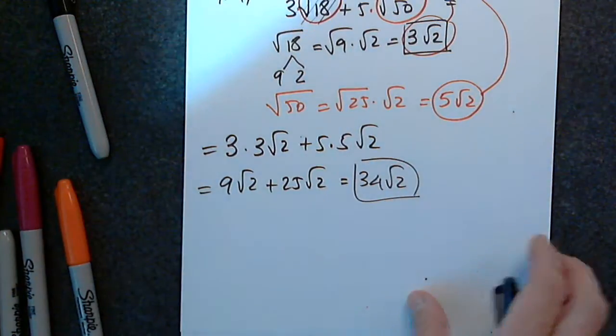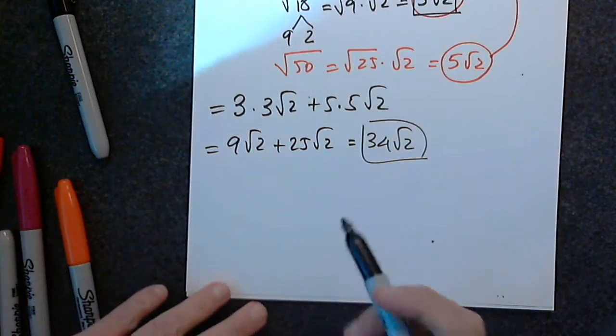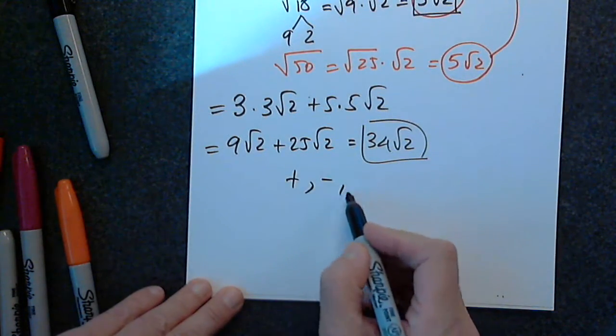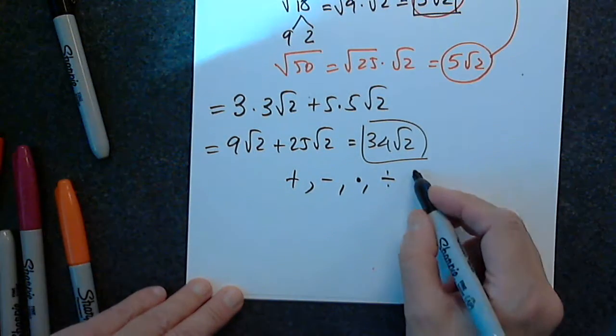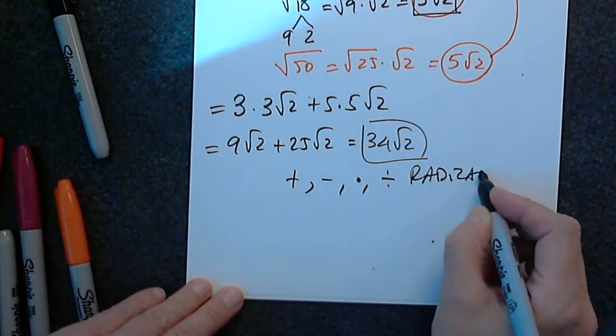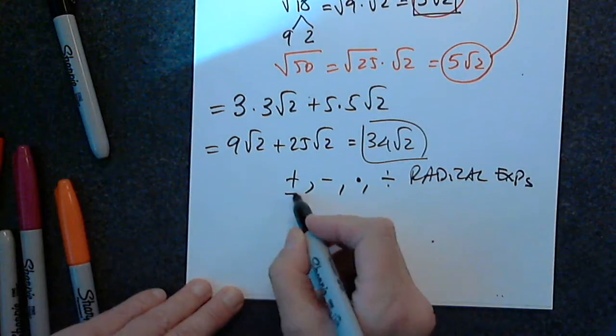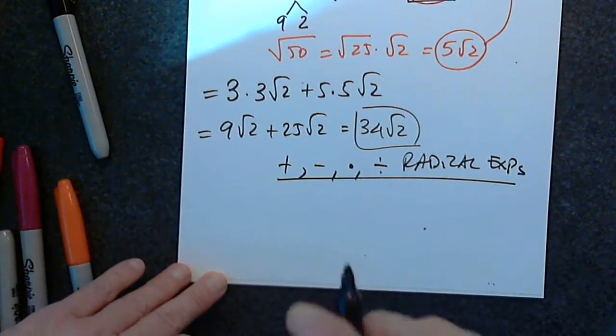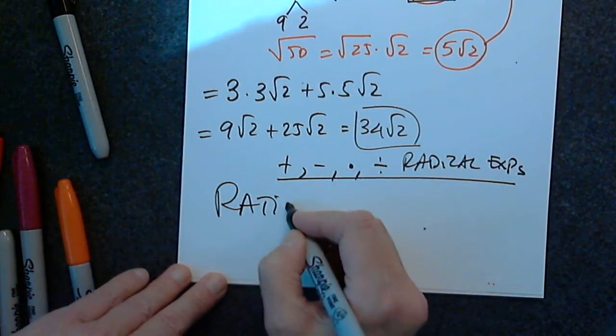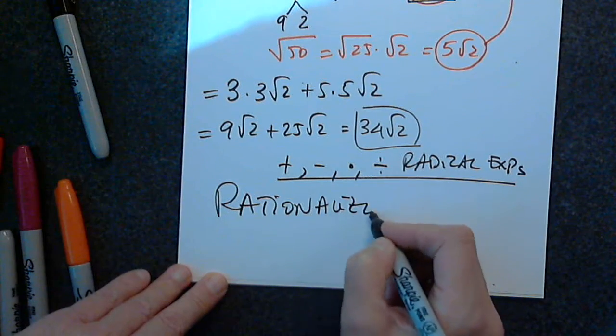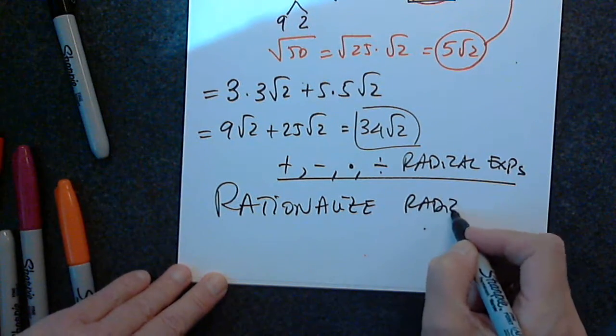Okay, so now the next step is we talked about rationalizing the denominator. So one more time, we know how to add, subtract, multiply, and divide radical expressions. This is what we just looked at. Now we want to rationalize radical expressions.